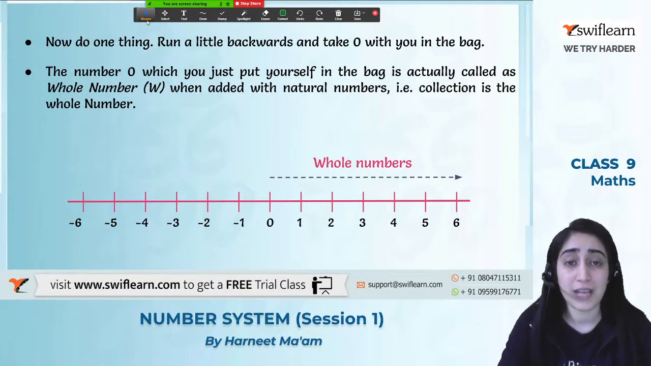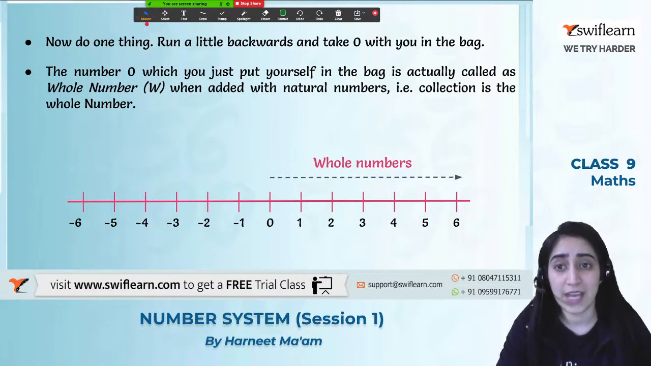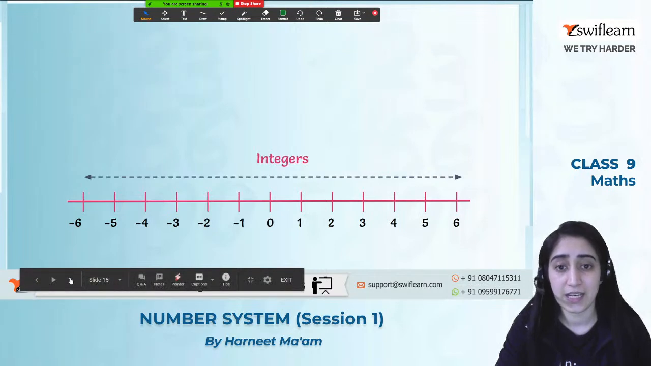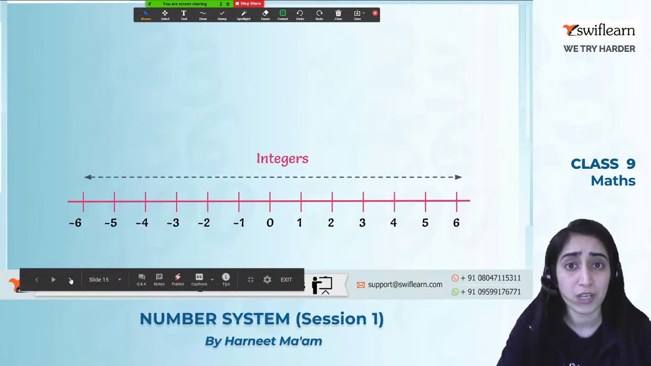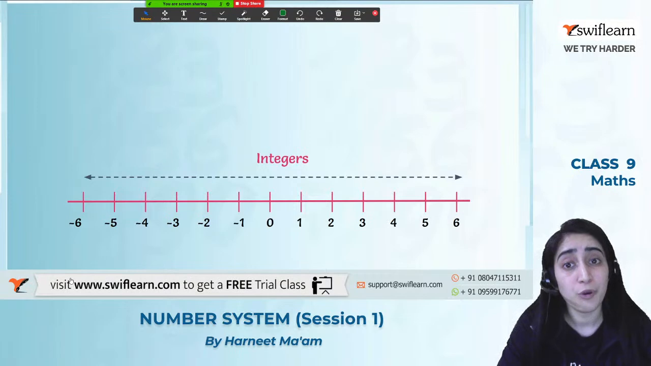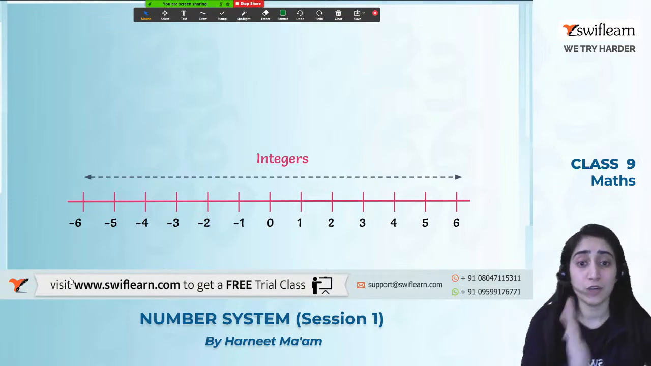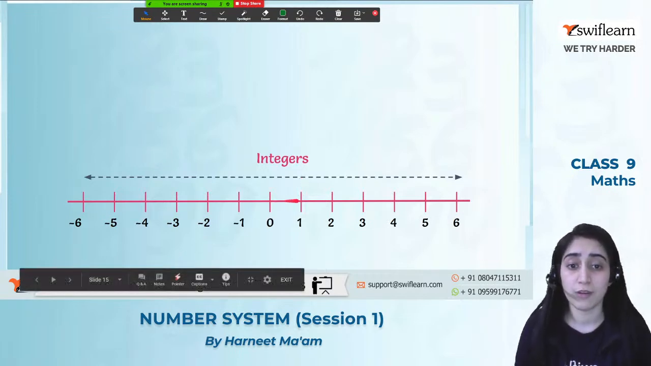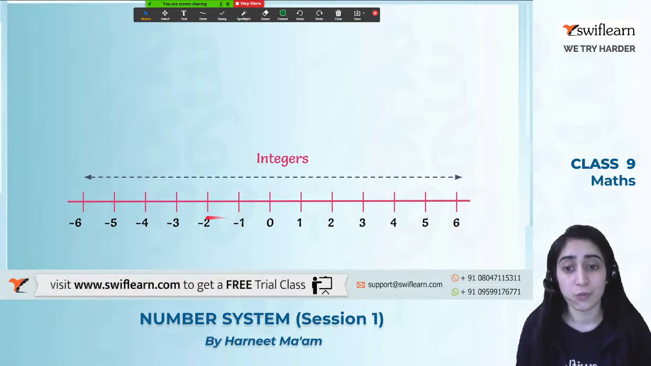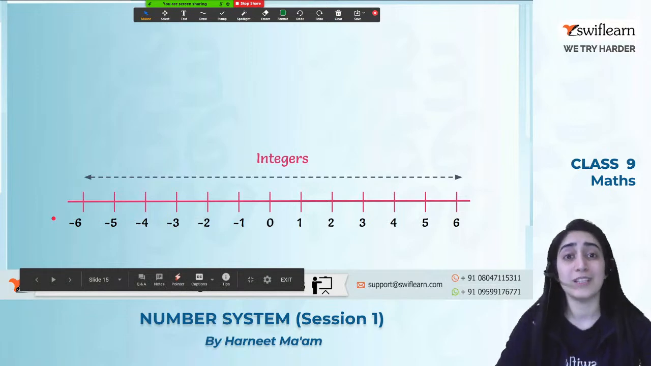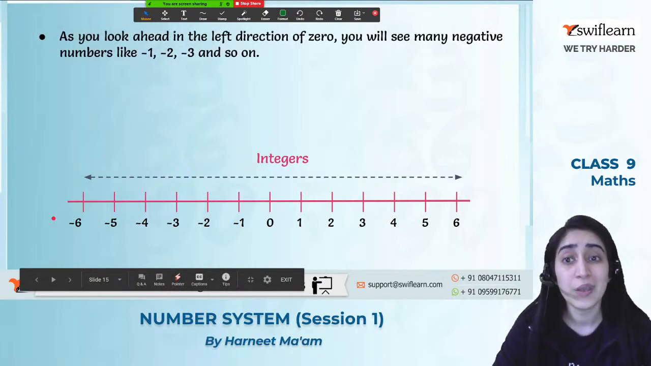So what should I put next so that there is a sequence? Now I will put the next thing, that is, integers. How will I put integers? Now I'll put all the negative ones, because from 0 to 1, I have already put in my bag. So I now only leave the left hand side of the number line. When I put minus 2, minus 3, minus 4, minus 5, then it converts into integers.